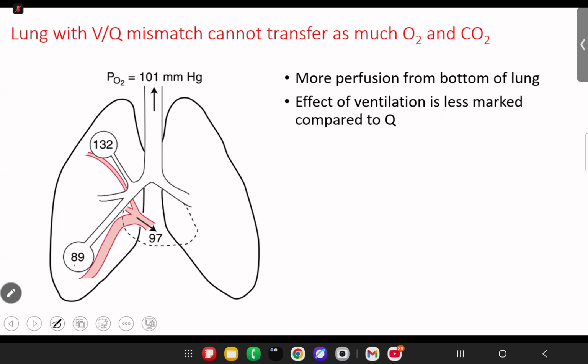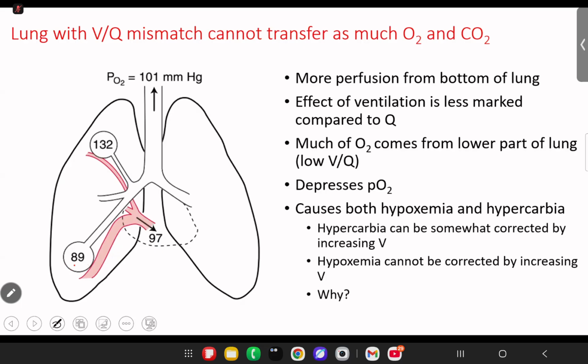Now, pushing to the bottom of the lung, the effect of ventilation is less marked compared to perfusion. Much of the oxygen comes from the lower part of the lung. That is important, and it depresses the PO2. Why? It causes both hypoxemia and hypercarbia.